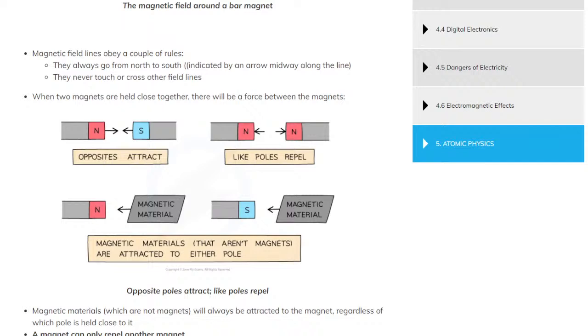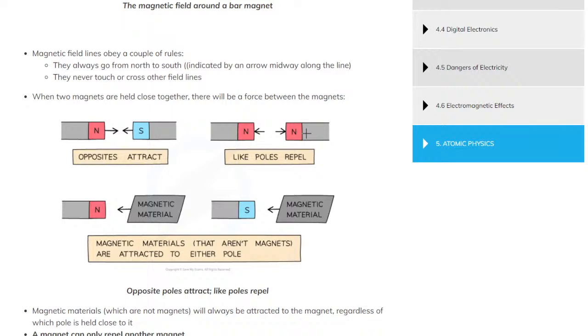We know that when unlike poles are brought together, they attract. So in this case right here, you can see it's saying that the opposites will attract, and the like poles will repel. So if it's north and north, they will repel.